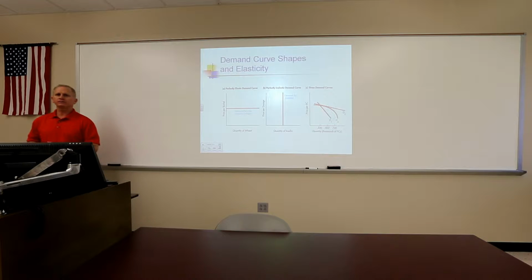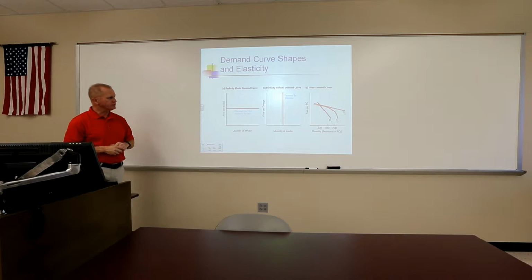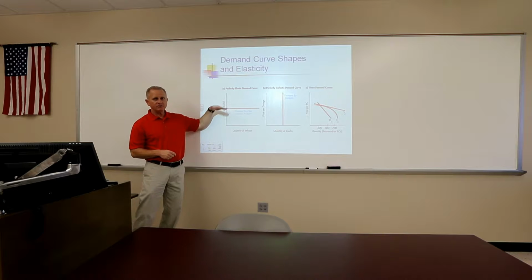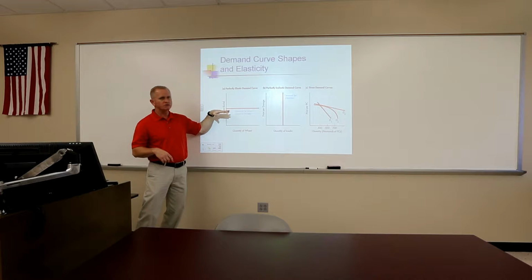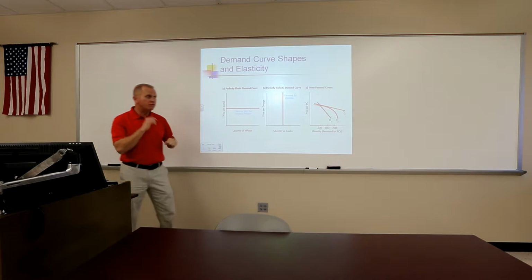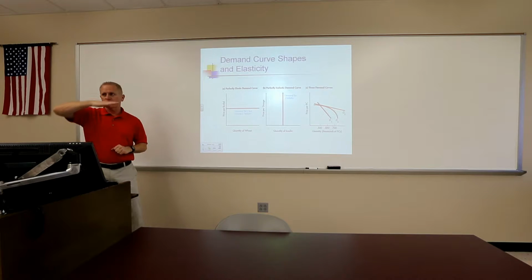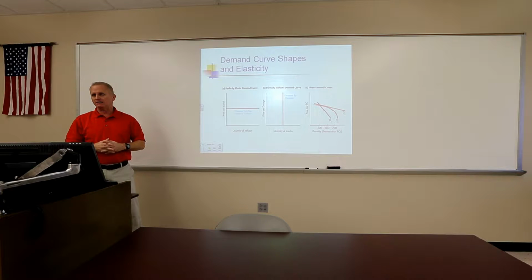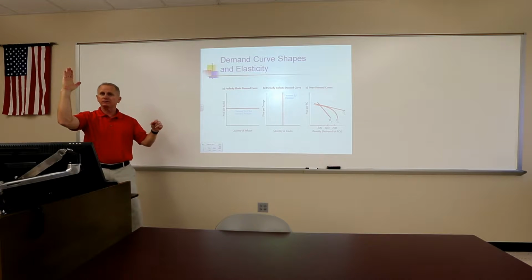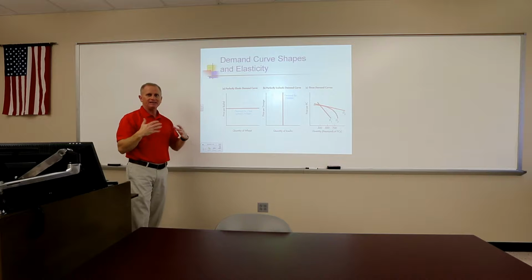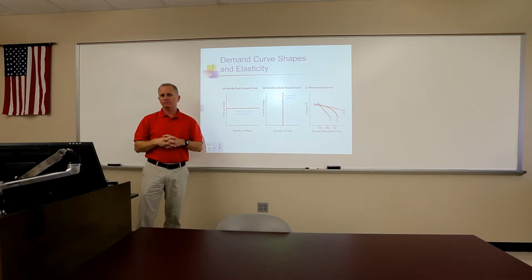Here are some shapes of demand curves and the elasticity relationship. These are demand curves. This one is horizontal. It's for one farmer's wheat. This is the price and the quantity. If it's horizontal, it's perfectly elastic. Very, very responsive to price changes. If it's perfectly vertical, like the one in the middle, it's perfectly inelastic, meaning unresponsive to a price change.